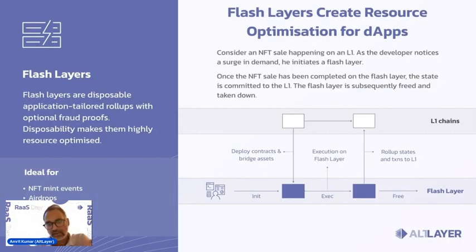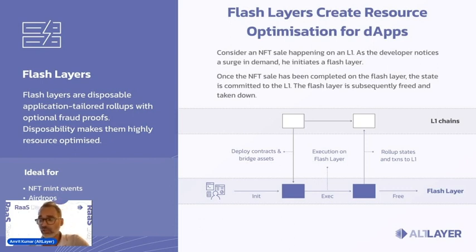And so let's come back to these flash layers or ephemeral rollups. As I said, these are rollups that are disposable in nature, and they're ideal for applications that drive a decent number of transaction volume, but in a very short span of time. Imagine something like a mint event, which could be extremely popular and hyped, and you want to make sure that it doesn't create a gas war-like situation if you host it on a general purpose chain.